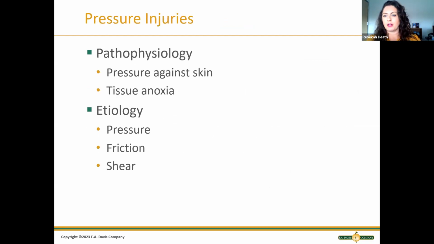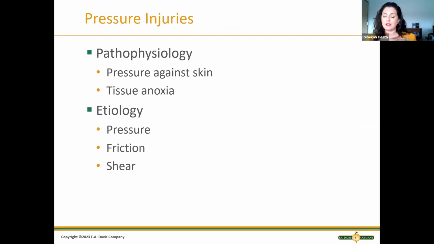So we're going to start out with pressure injuries. And we talked about this in class with our group work, working with the Braden scale. But what is a pressure injury? It's pressure against the skin. And they talk about tissue anoxia. I want to make sure we understand what that means. So tissue, your skin, your underlying tissues underneath, and then anoxia, that's where you do not have enough oxygen.